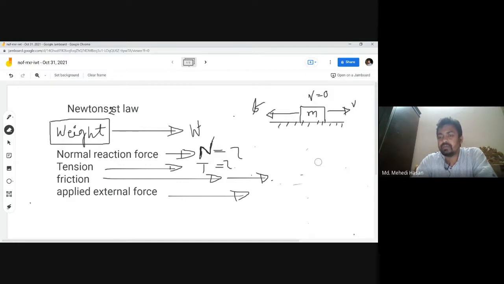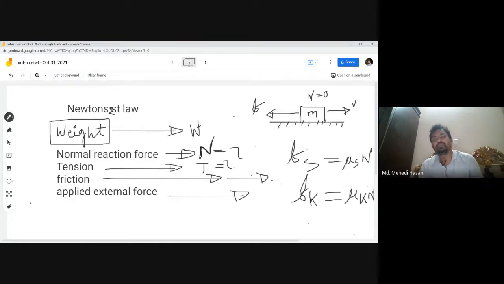Now let's talk about static and kinetic friction. In case of static friction it will be denoted by Fs, and in case of kinetic friction it will be Fk. Okay, so the formulas are mu s N and mu k N. The same surface can have two coefficients of friction, one static and one kinetic. Say if static friction is 0.5, then kinetic might be 0.4 or 0.6, one of those.